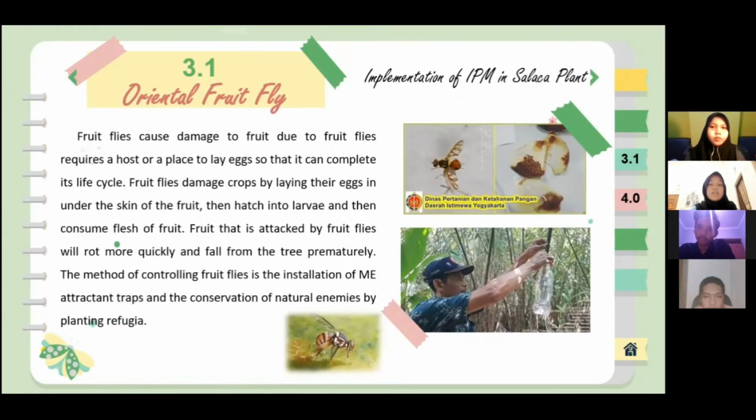Implementation of IPM in Salaca plant. Oriental fruit fly. Fruit flies cause damage to fruit because fruit flies require a house or a place to lay eggs so that they can complete their life cycle. Fruit flies damage crops by laying their eggs under the skin of the fruit, then hatch into larvae and then consume the flesh of the fruit. Fruits that are attacked by fruit flies will rot more quickly and fall from the tree prematurely. The method of controlling fruit fly is the installation of ME traps and the conservation of natural enemies by planting refugia.